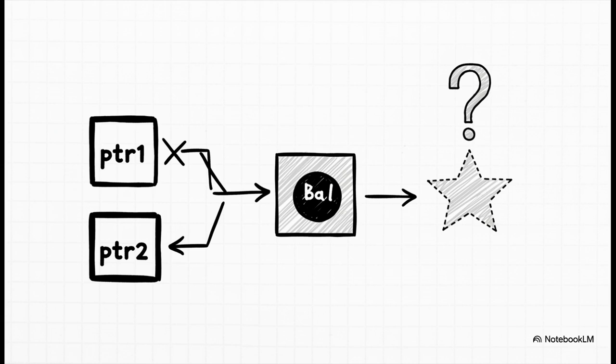PTR2 equals PTR1. All we're doing is copying the address from PTR1 over into PTR2. Now they both point to the 8. But what about the memory holding the 5? We just overwrote the only address we had for it. It's gone, vanished. That memory block is now floating out there totally inaccessible. And that is a memory leak.